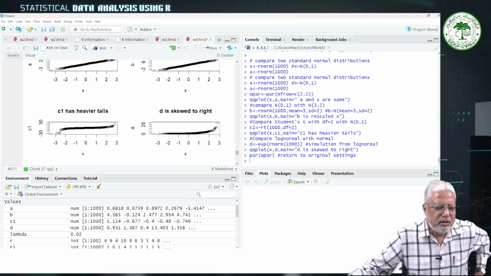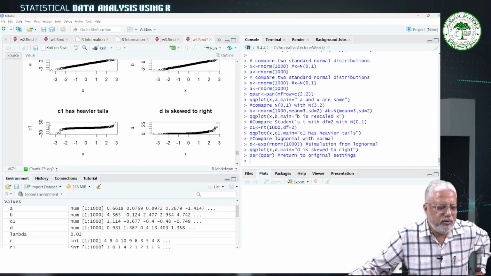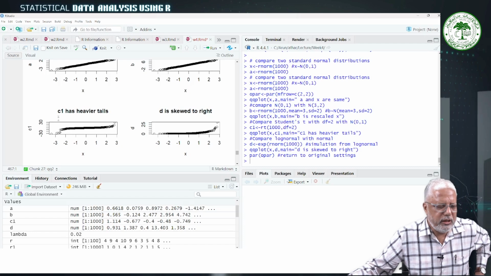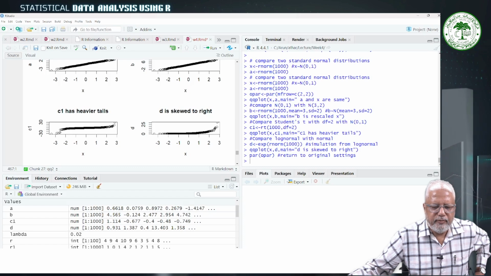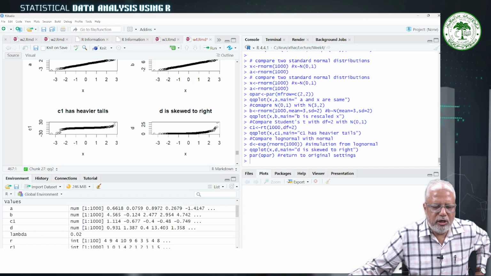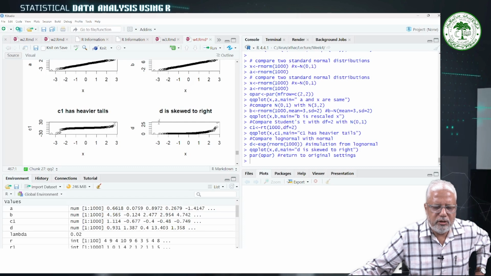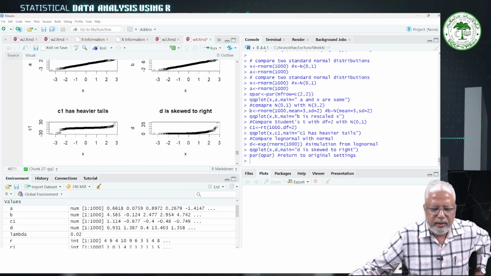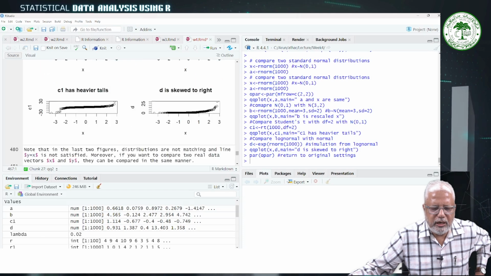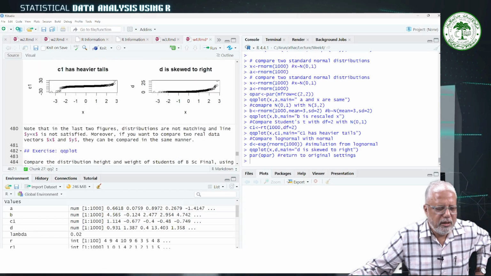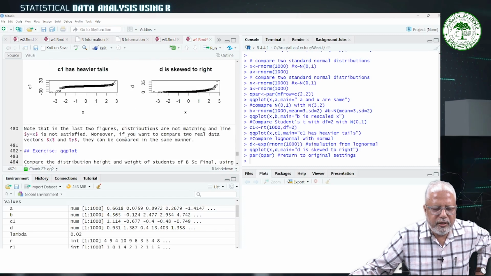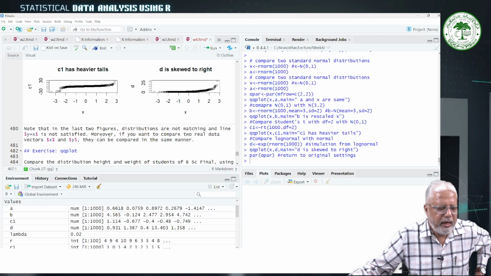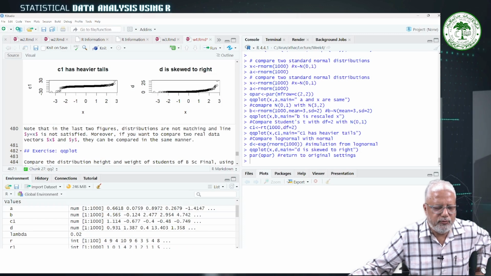Here C1 on the y-axis we are having a T distribution with 2 degrees of freedom, which has heavier tails. So in the tails they are differing. And here on D we have a log normal distribution, and on the x-axis we have a standard normal, so they are not matching. Note that in the last two figures, the distributions are not matching and the line y is equal to x is not satisfied.